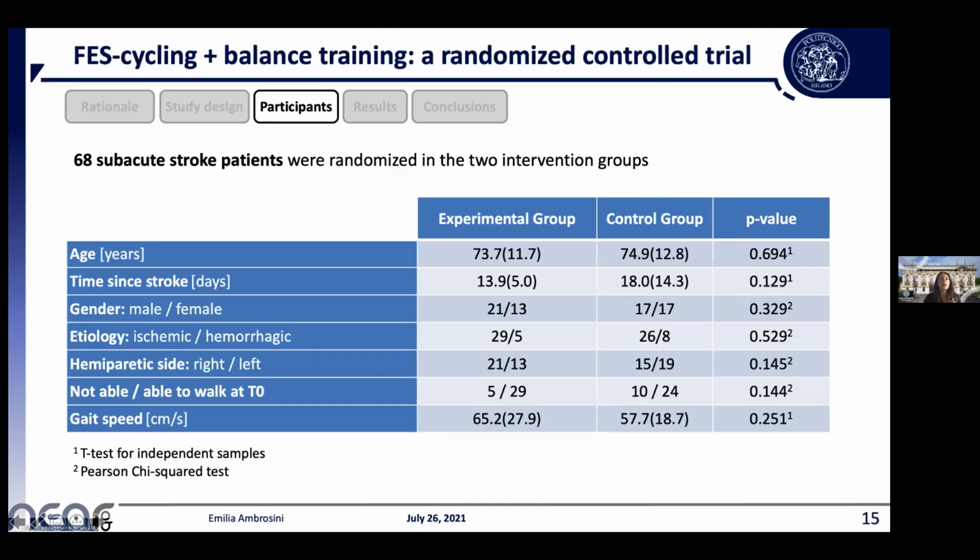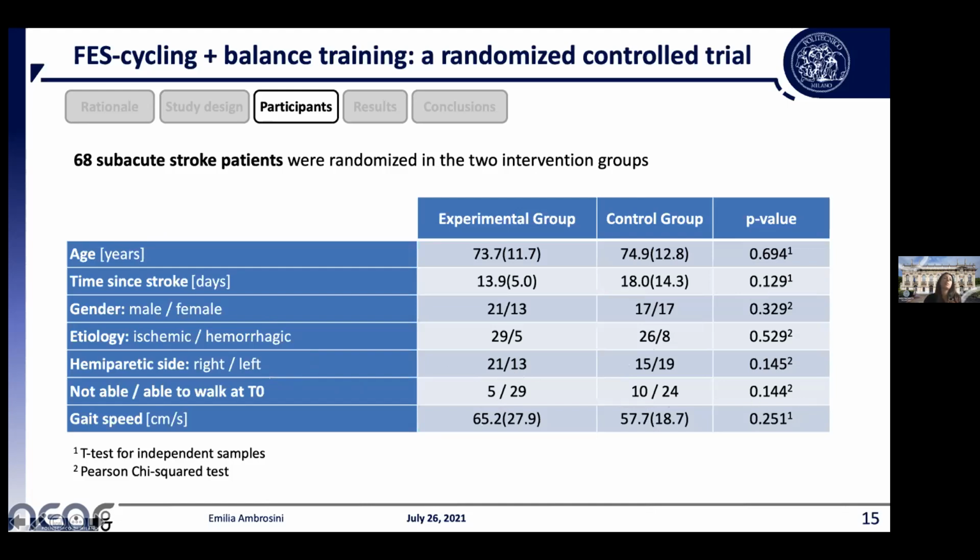The affected side was almost balanced. And we had a few participants that were not able to walk at T0, and this was a little bit unbalanced with respect to the control group, in which we had more subjects not able to walk, although the p-value was not significantly different between the 2 groups.